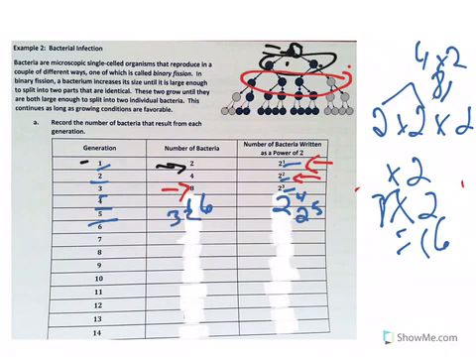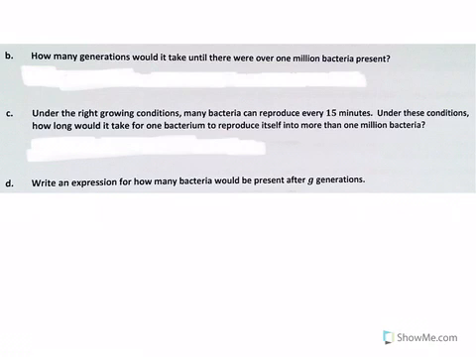And it just keeps getting larger every time down. We're not going to fill this all the way in, but we would have 2 to the power of 6, 2 to the power of 7, 2 to the power of 8, 2 to the power of 9, 2 to the power of 10, and it would just keep going down. So for time purposes, I won't do that, but I just want you to see what we're looking at here. So how many generations would it take until there are over 1 million bacteria present?